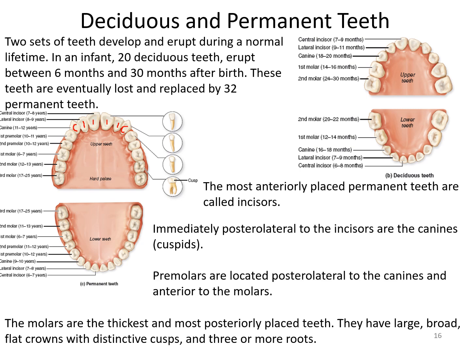And then you start your premolars. So you've got your first and second premolar, and then you've got 1, 2, 3 molars. The molars are going to be the thickest and the most posteriorly placed teeth. You can see the anatomy of the molar here. They've got a large, broad, flat crown with distinctive cusps, and then they have 3 or more roots right here, rooting into the gums.